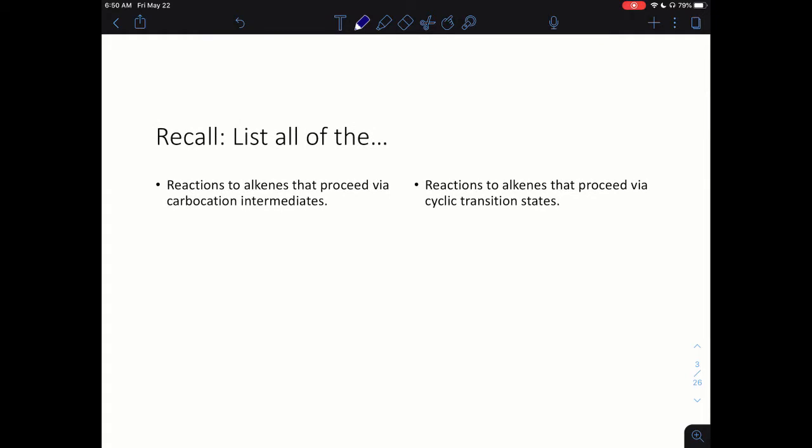All right, awesome. Let's start by you pausing and trying to recall as many reactions of alkenes as you can that proceed via carbocation intermediates, and then as many as you can think of that proceed via cyclic transition states. So please pause and complete this exercise.